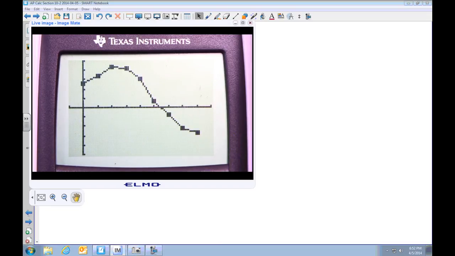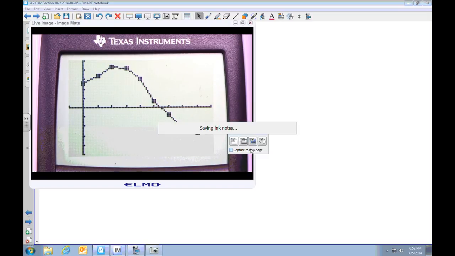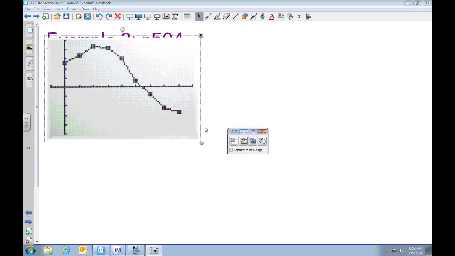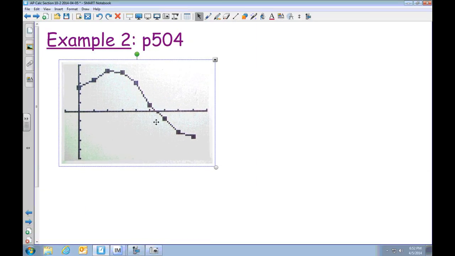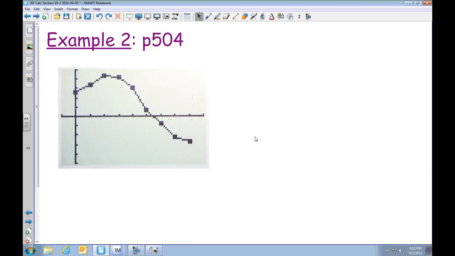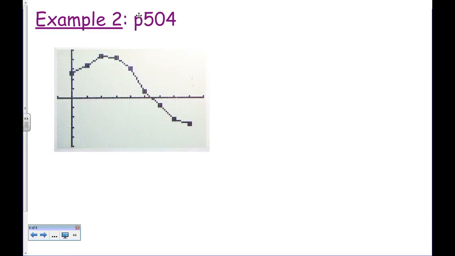There is our sketch of the acceleration. In fact, let's grab a picture of that, because that right there is part A of their question. All right, so part A is done. What's the graph of this thing? So move that over just a little bit.